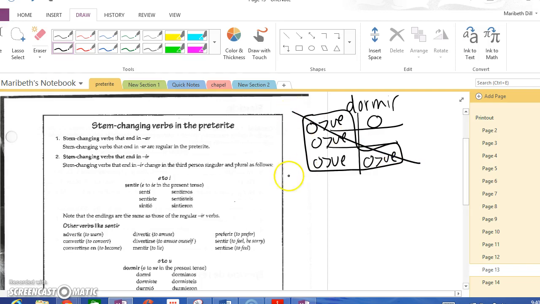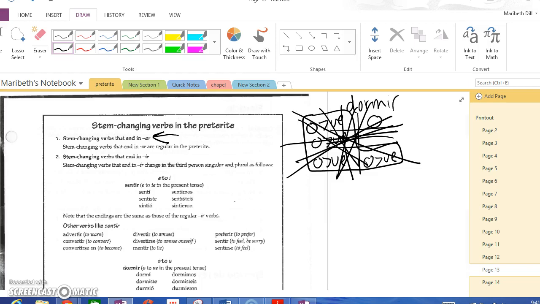There are no boot verbs in the preterite. None. They don't exist. Okay? Look here. It says stem changing verbs, also what we know as boot verbs, that end in AR do not exist in the preterite. They're regular. They're just regular preterite. Aste, ó, amos, aron. Nothing happening in the boot. Nothing happening in the stem. Nothing. Regular. Okay? That's easy. That's good news. Same with an ER verb.